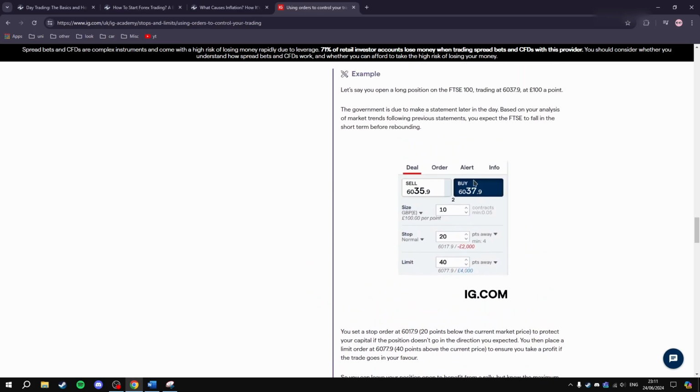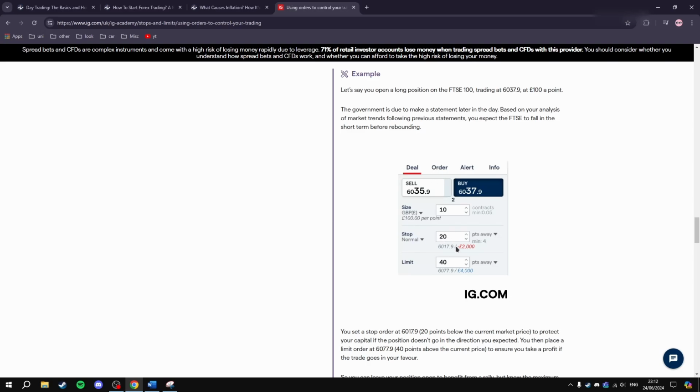So 6037.9, that's £100 per point, and you buy it hoping it's going to go up. Size 10. What is this? 10 contracts. Does that mean 10 lots? No, not lots. Is that trading £10 or 10 points? 10 contracts. I don't really get what this bit means. 10 contracts, so is that 10 times 100 points?